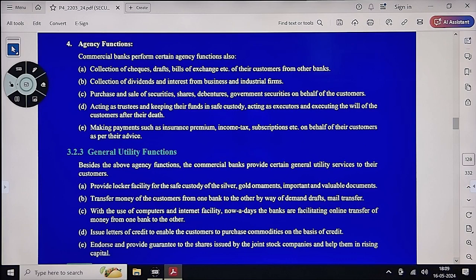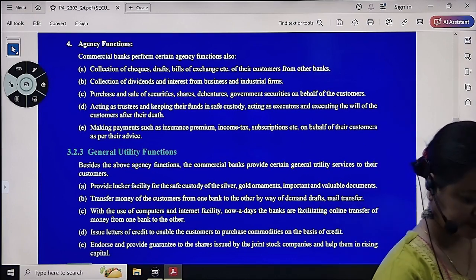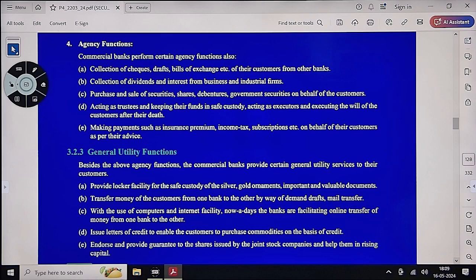Anish Das, Ram Thapa, and Rintu Sunwal. Yes, ma'am.